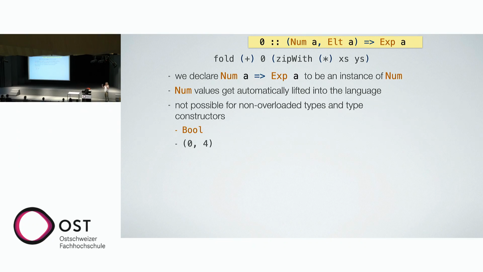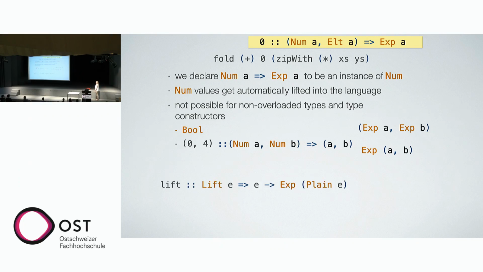Similarly for pairs, the pair type constructor. Here I can overload it so that a pair of 0, 4 is a pair of expressions A B, but what I want is an expression of pair A B. So well, let's have a function that explicitly lifts a value into the expression language. And this is roughly the lift function with this type.